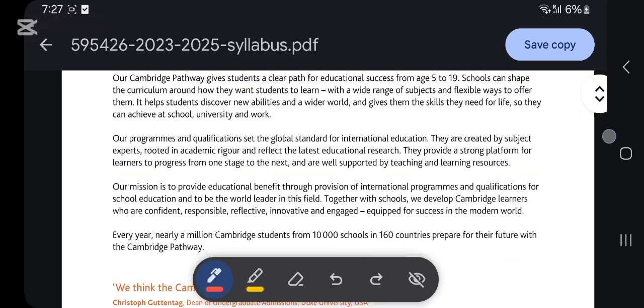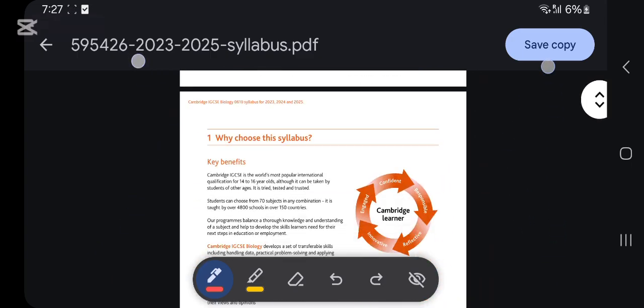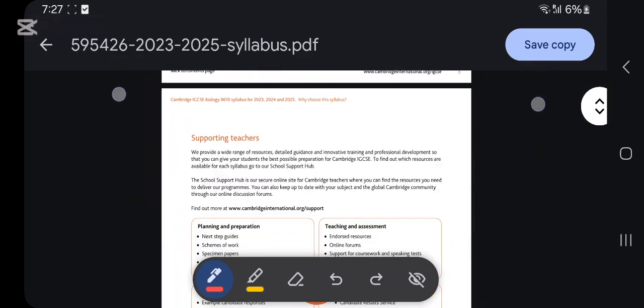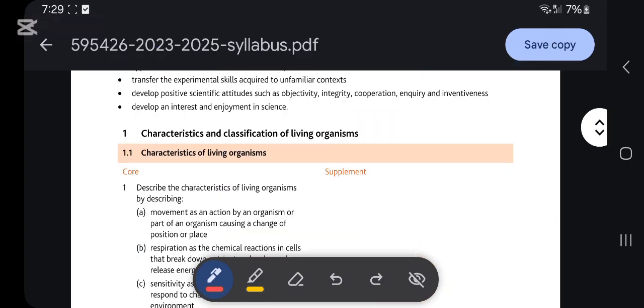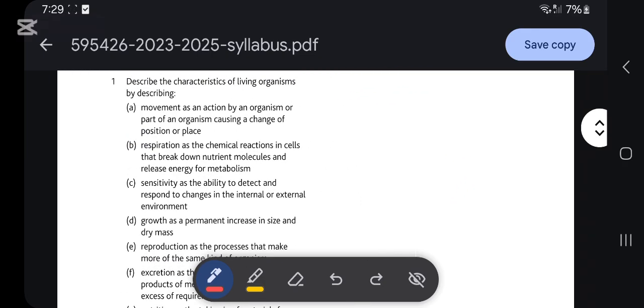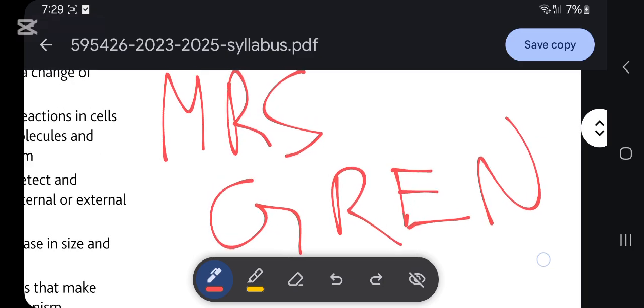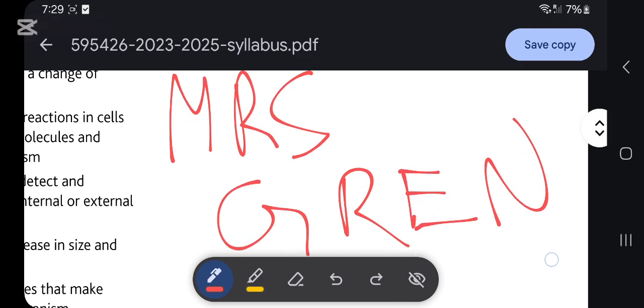Okay, so starting with chapter 1, I'm going to be really fast. Starting with topic 1, the characteristics and classification of living organisms. So basically, how do you describe the characteristics? How do you tell if an organism is living? These are the characteristics, and you will remember them using Mrs Gren. M stands for movement, R for respiration, S for sensitivity, G for growth, R for reproduction, E for excretion, N for nutrition.